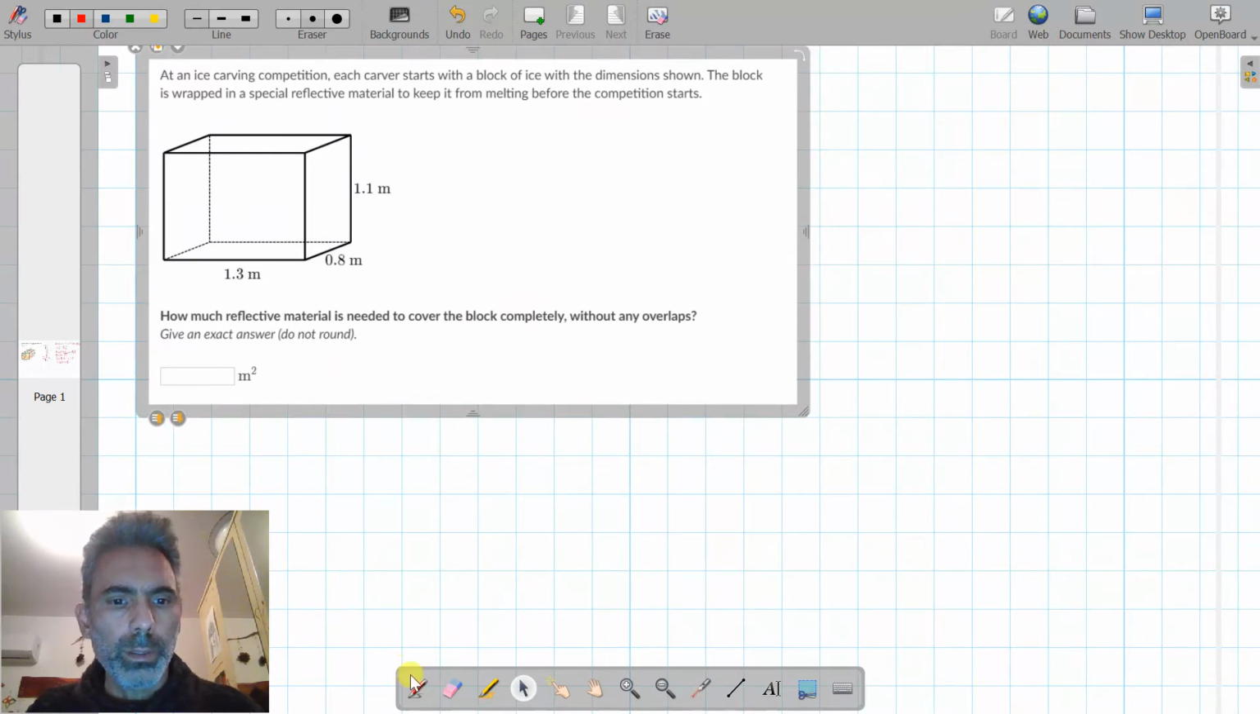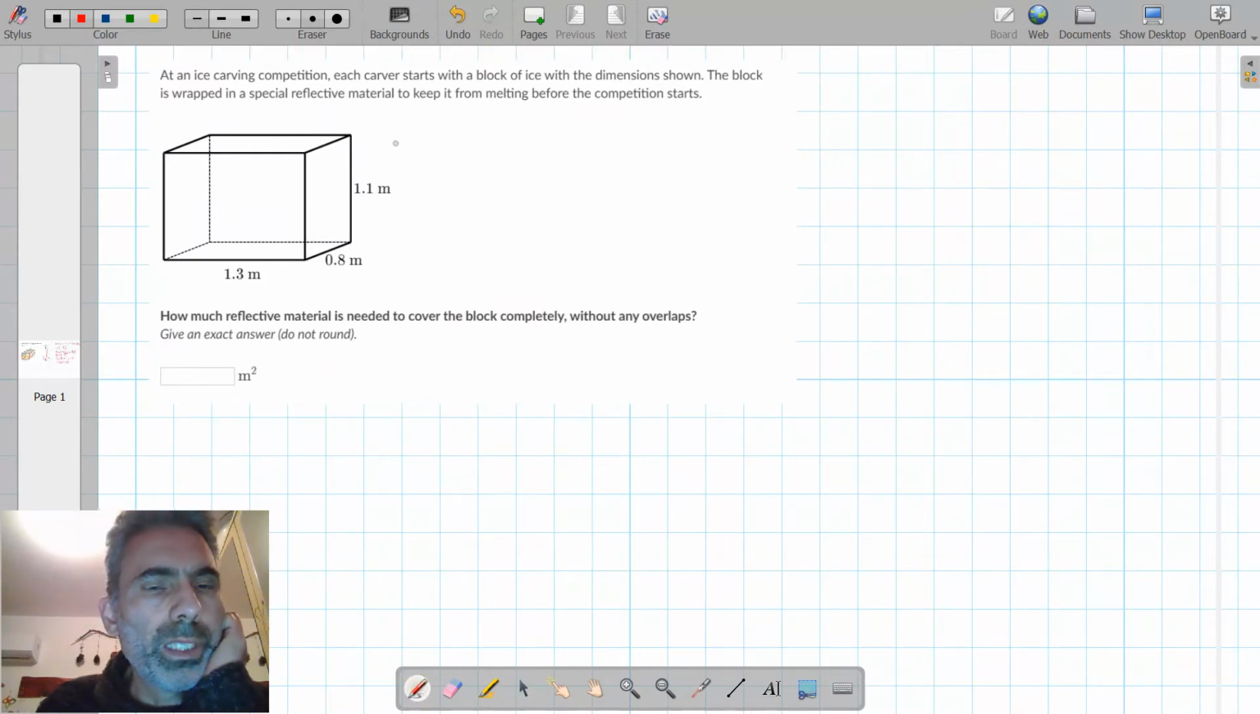An ice carving competition. At an ice carving competition, each carver starts with a block of ice with the dimensions below. The block is wrapped in a special reflective material to keep it from melting before the competition starts. How much reflective material is needed to cover the block completely without any overlaps? Give an exact answer, do not round. Okay.